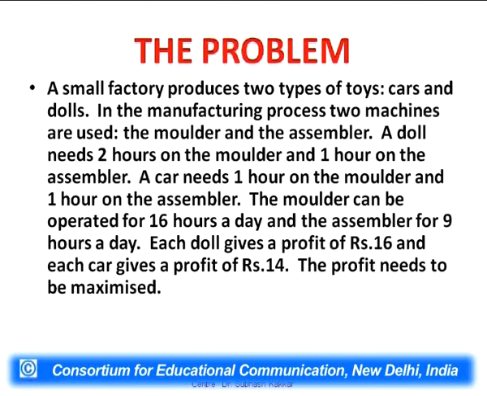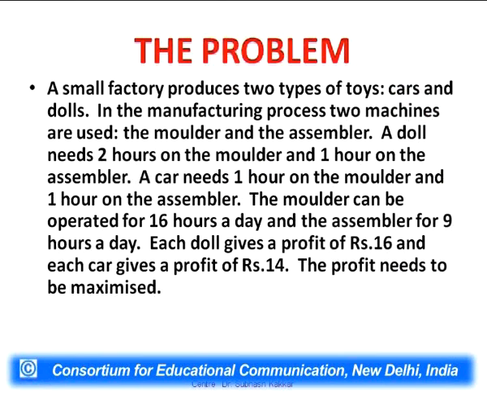I will now list down the important information. There is a toy manufacturing company, this is the first statement, and this company is in the business of manufacturing two types of toys only. One is car and the other is doll. And there are two manufacturing processes which are used to manufacture these two kinds of toys. One machine is called molder, the other is assembler.